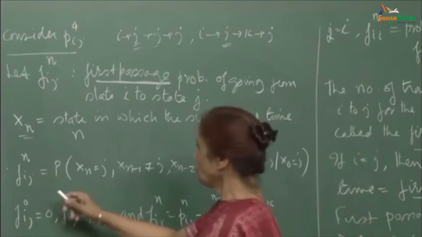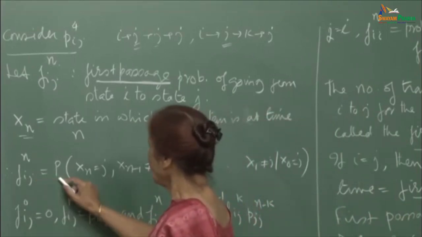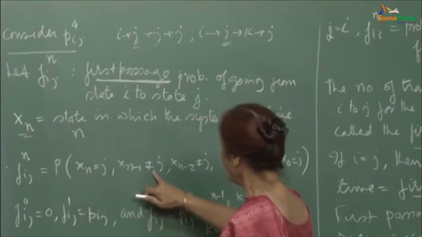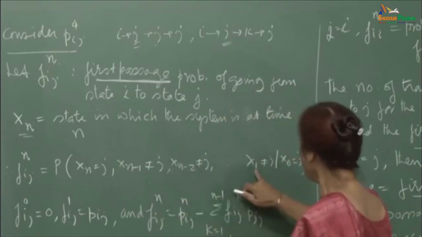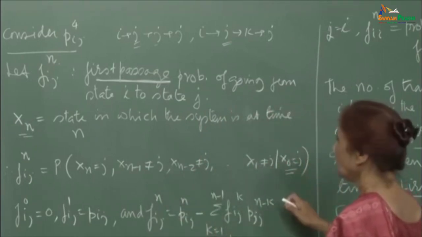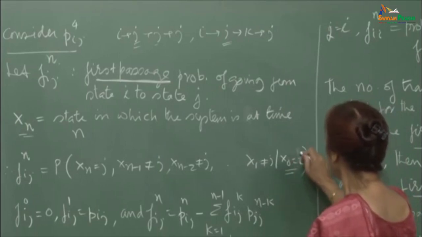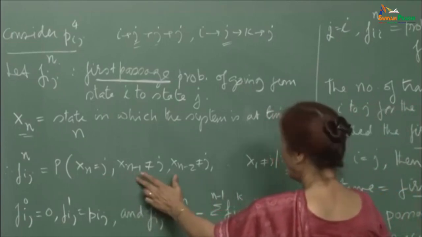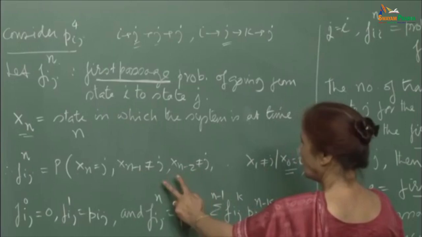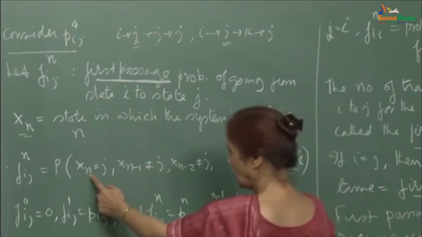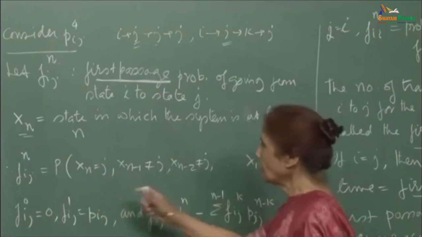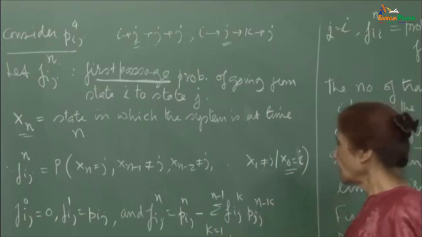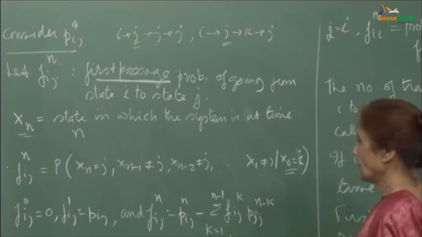So, now what are we asking for? We are saying that Fijn is equal to the probability of Xn equal to j, but Xn minus 1 is not j, Xn minus 2 is not j, and X1 is not j, where X0 is i. So, starting from i, in between all these n minus 1 transitions that take place, you do not ever touch j, but it is only in the nth transition that you reach j. So, the probability of that is what we are defining by Fijn. That means the probability of reaching j from i in n transitions for the first time.